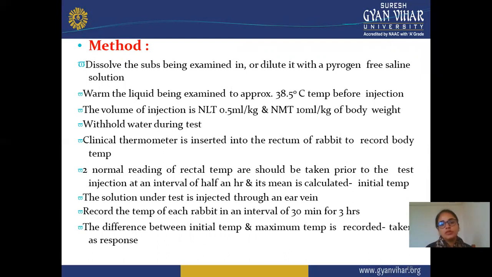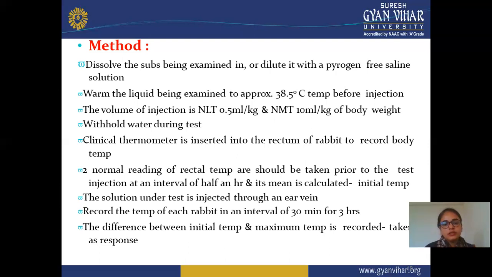And the volume of injection is not less than 0.5 ml per kg. You apply this concentration according to body weight. This is 0.5 ml in 1 kg and not more than 10 ml per kg of body weight, without water during the test. Means you don't give any water, and the concentration you decide according to body weight, that is 0.5 to 10 ml, not exceeding 10 ml per kg.